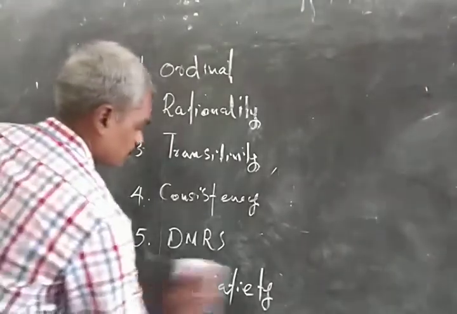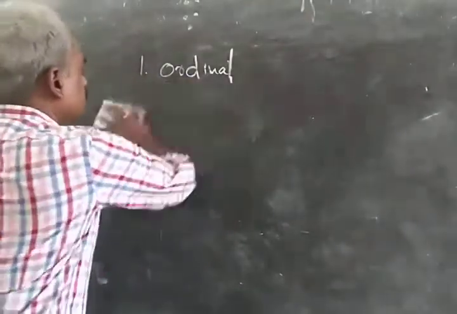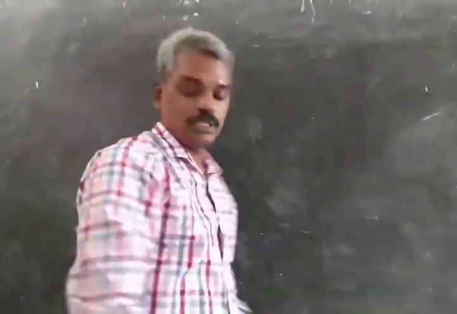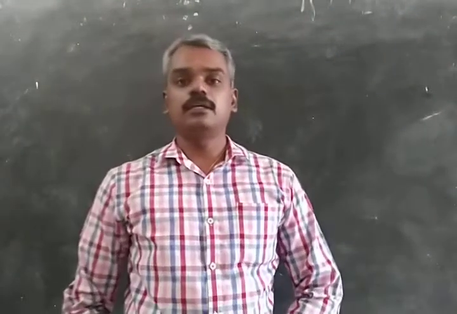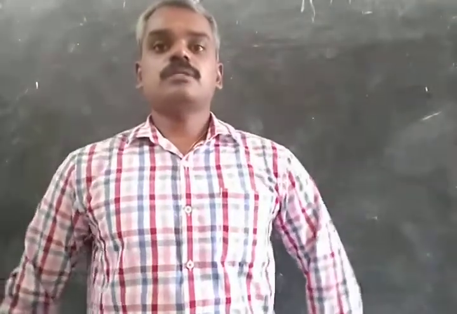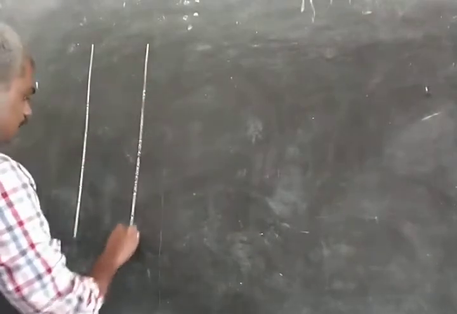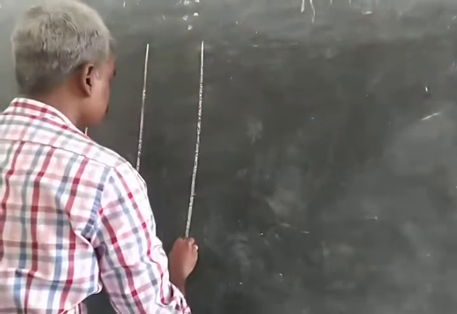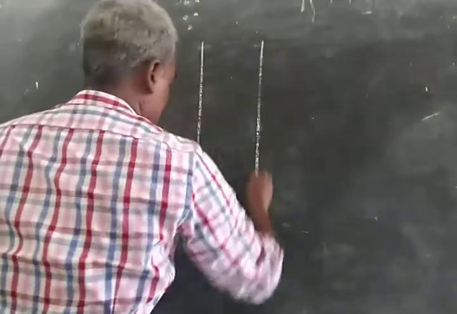And now we will deal with the tool that we use in ordinal utility analysis, which is called the indifference curve. The indifference curve can be represented in a table as well as in a graph. First, we are measuring the indifference curve in a table.